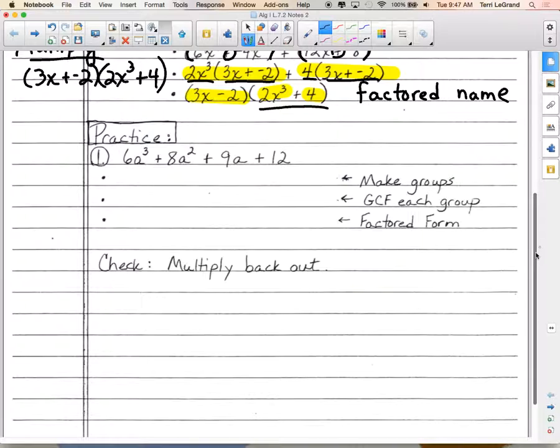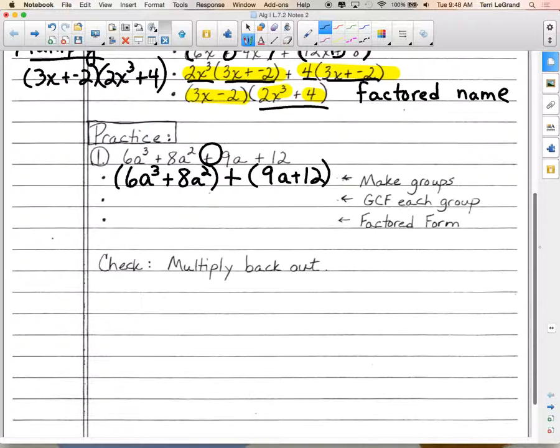Okay, let's practice. I think we have 3 of them to practice, but this one I put up on the board here being our last one. Okay, number 1. 6a to the 3rd plus 8a to the 2nd plus 9a plus 12. Well, it's already addition, so we don't have to change any subtraction. Let's make our groups. Let's just take those first 2 and group them together. This plus sign right here, in the middle of everything, is the plus sign between the groups. So make your 2 groups, and now what you do is you GCF each group independent of each other.